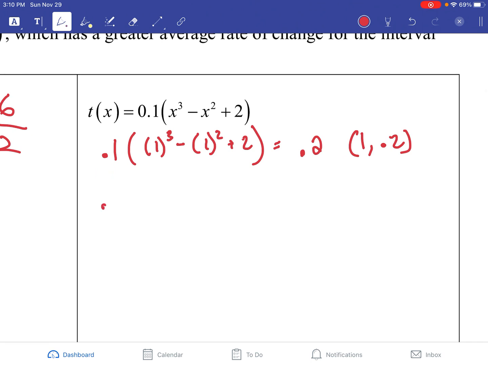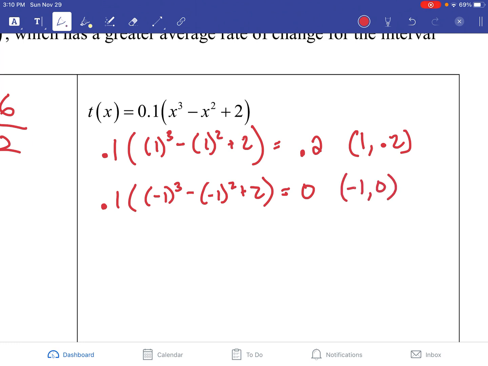Now we've got to do the -1. So we have the same idea. Put -1 in for the x's this time. And when you're putting this in a calculator, it's really important now that you put the negatives in parentheses before you square them and cube them. So we have -1 cubed minus -1 squared plus 2. It's a 0 times 0.1, which is still 0. So our second point is -1 comma 0.